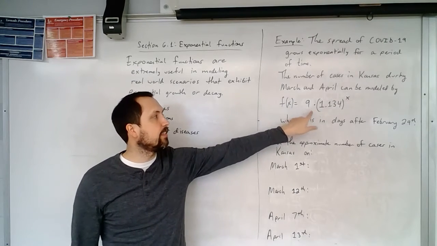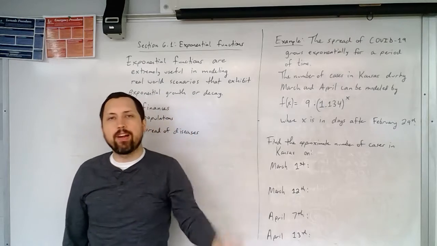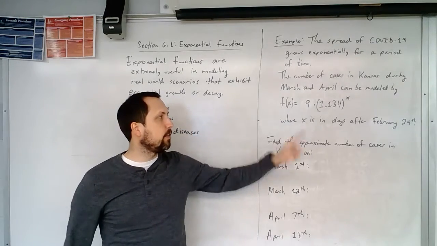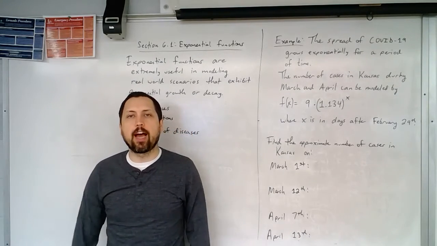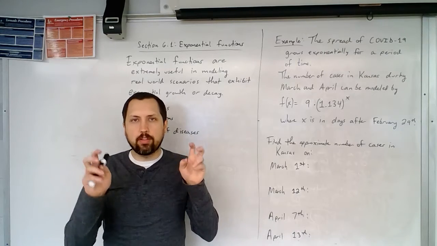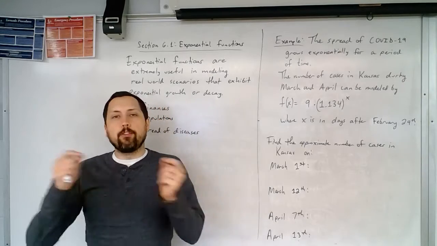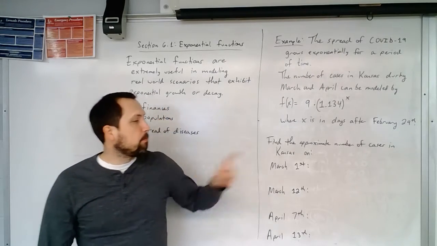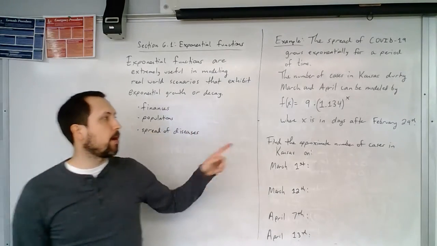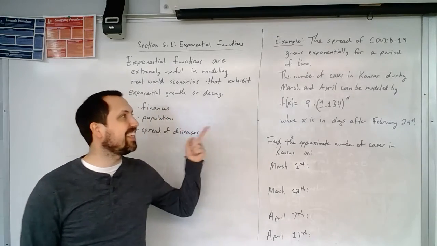So I have 9 times 1.134 raised to the x. x is going to be the number of days after February 29th. So if you want to think about the 0th day, that would be February 29th. And then moving forward, day 1 would be March 1st. We're going to find the approximate number of cases in Kansas on each of these days.